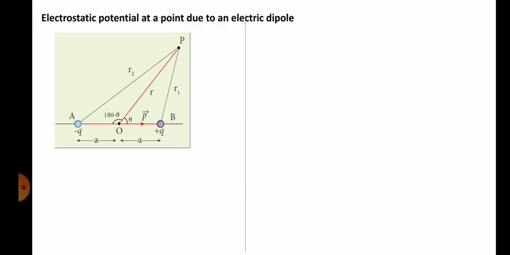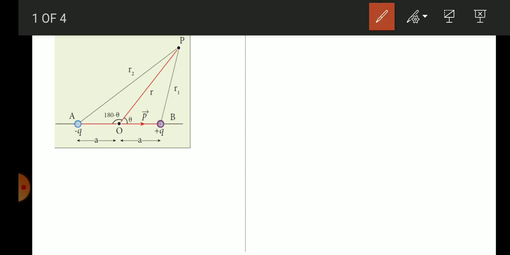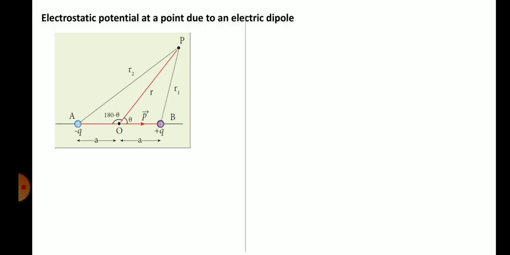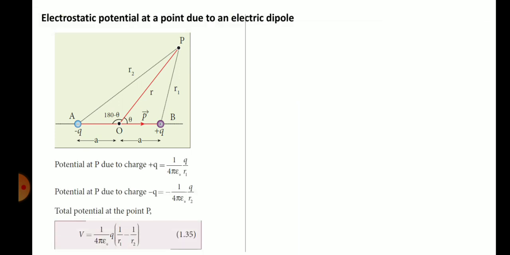Then first we will calculate the electric potential at point P due to the plus q charge. Let's say the electric potential at point P due to plus q charge is V1, and the electric potential at point P due to minus q charge is V2. Then the total electric potential at point P is V1 plus V2.